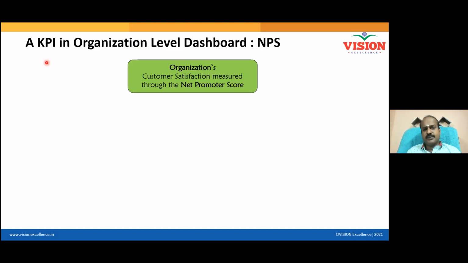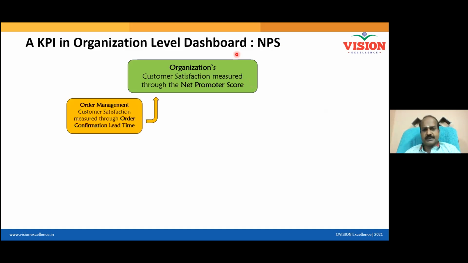For example, a KPI in an organization level dashboard is NPS. What is NPS? Net Promoter Score. Hope you have come across this Net Promoter Score. A lot of people are using your product, but what proportion of them are really willing to become your promoter? They will refer their friends and their colleagues, right? So this is an important KPI, which is very meaningful to your top management, right?